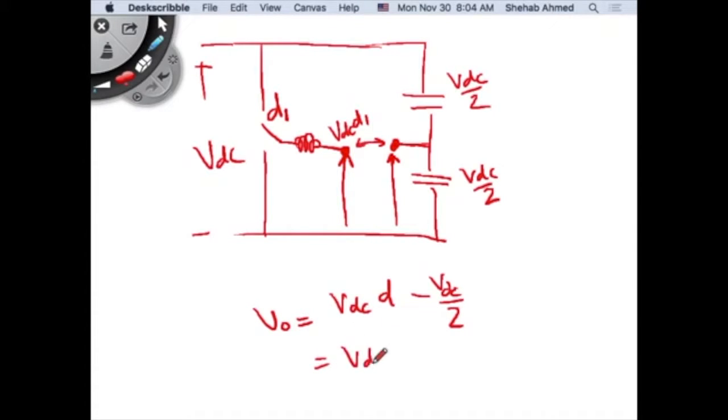So if you take VDC by itself, it's D minus half, right? And D varies between 0 and 1, so if it's 0, it's minus VDC over 2, right? And if it's 1, it's VDC over 2, right? So the half bridge inverter can provide maximum voltages on the load of plus minus VDC over 2. The full bridge can provide a maximum range of voltage on the load of plus minus VDC, right?